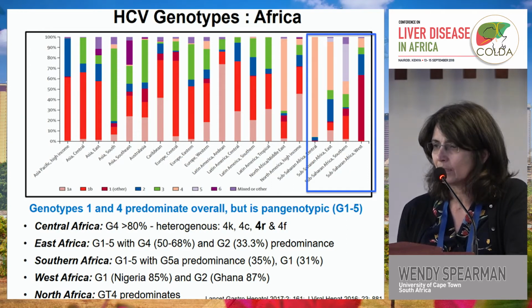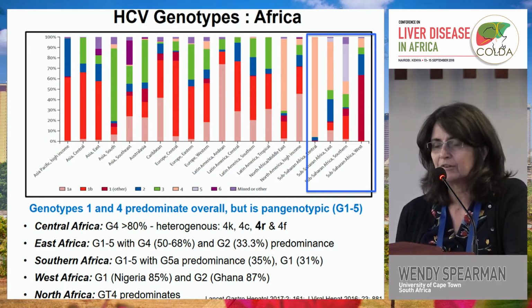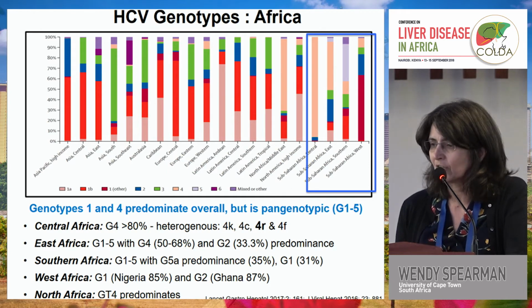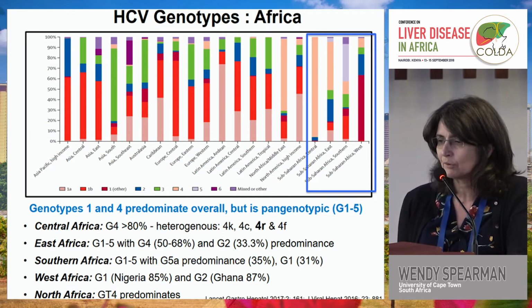So as we know, in Africa, it's pan-genotypic from 1 to 5. In Central Africa, it's mainly genotype 4. East Africa, genotype 4. In Southern Africa, we have a predominance of genotype 5A. And West Africa is interesting, genotype 1 in Nigeria and genotype 2 in Ghana. And in North Africa, as we know, genotype 4 predominates.